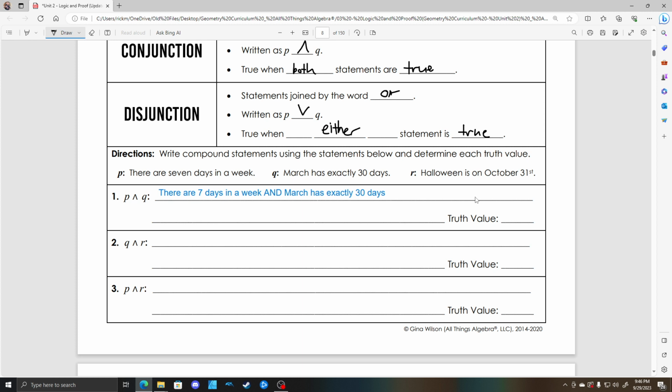Therefore, the truth value is false. Because remember, they would both have to be true in order for this to be considered true, because it's an and statement.